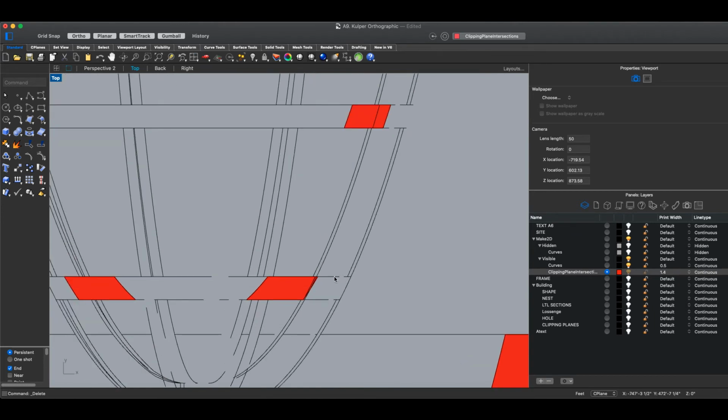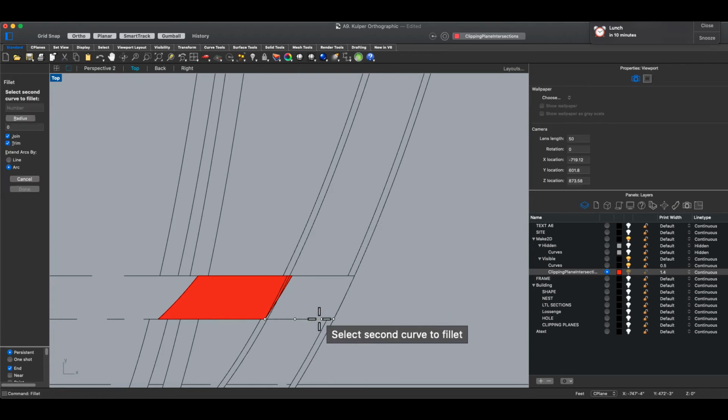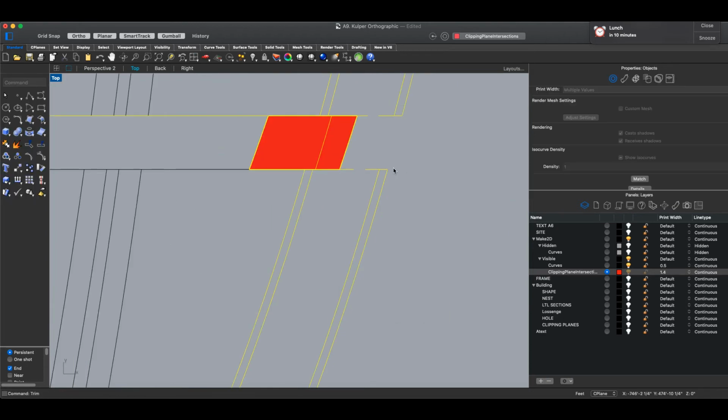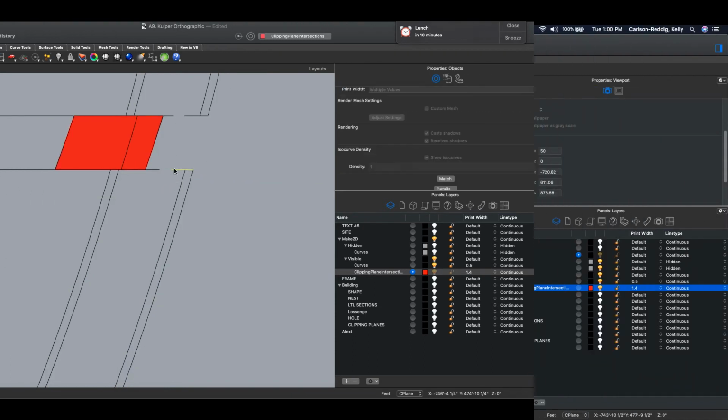And again, I'll use the fillet command. Let's see if we've got fillet still in there to join these elements together. It's probably a little bit easier than using the extend command. Okay, so trim and fillet I think are going to be really important as you're trying to correct these models.